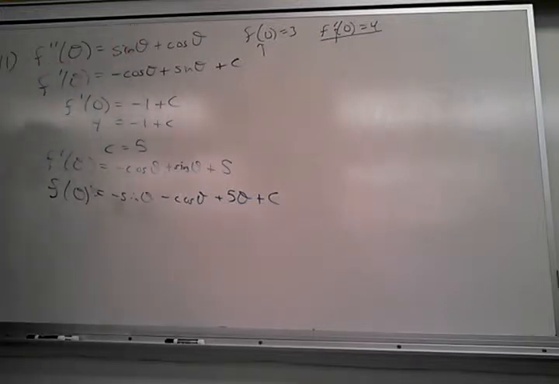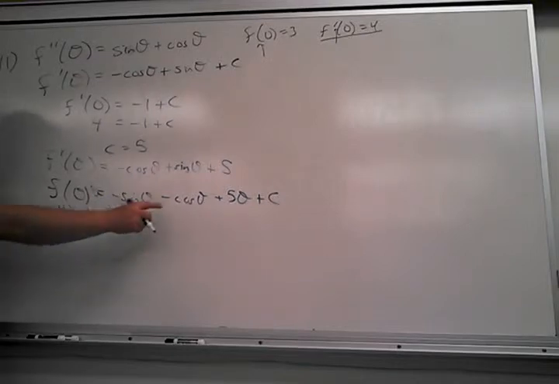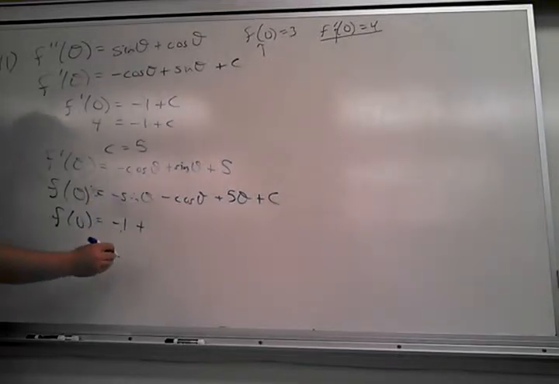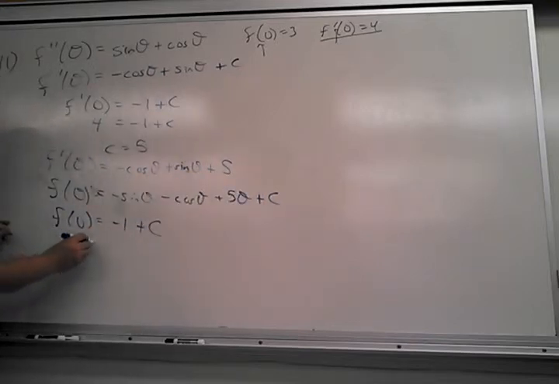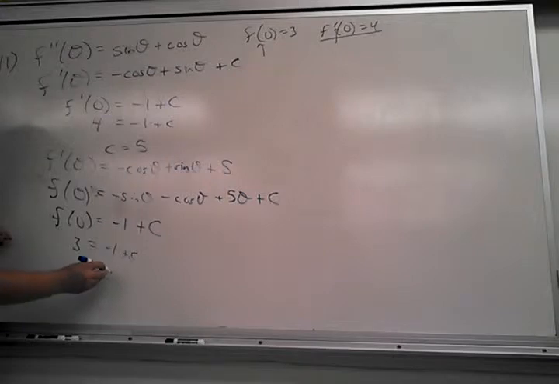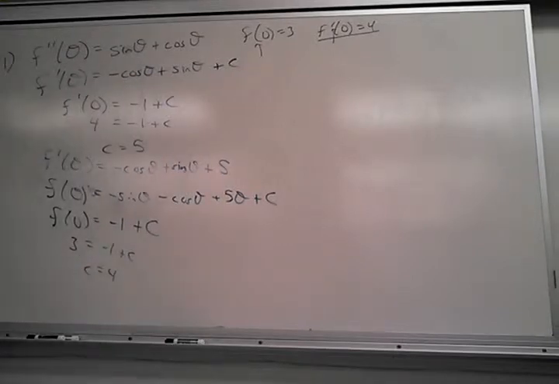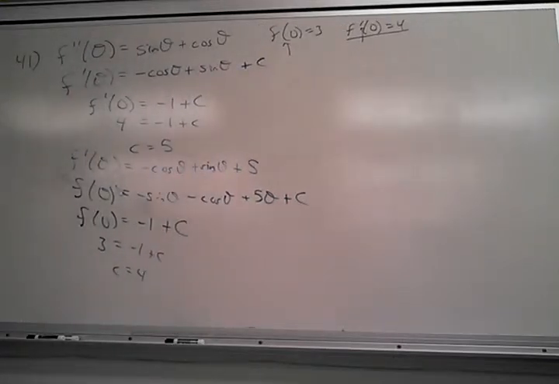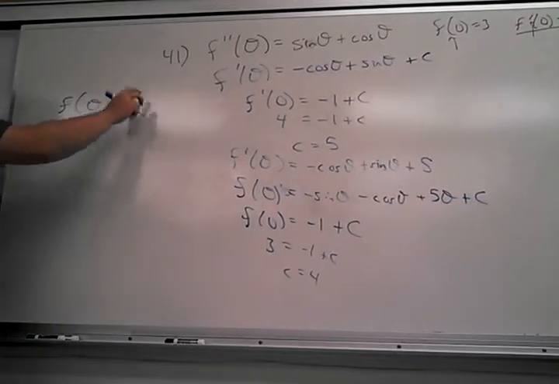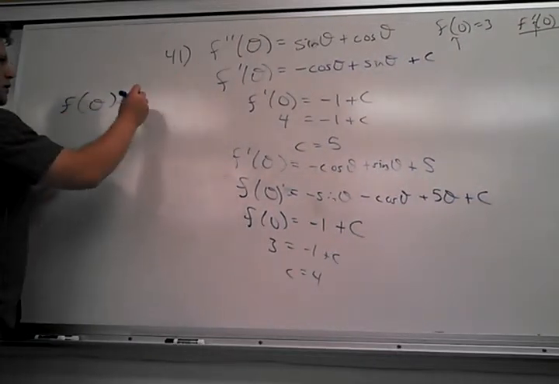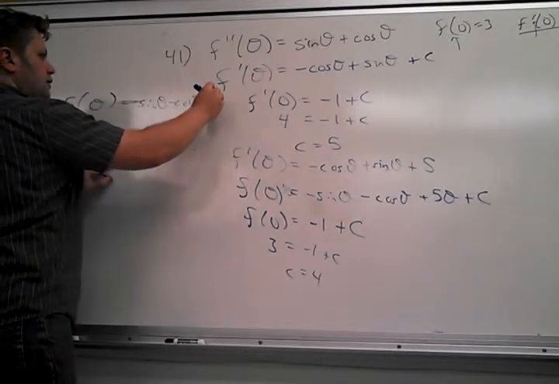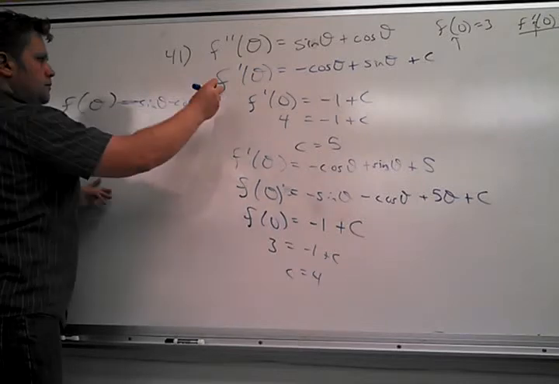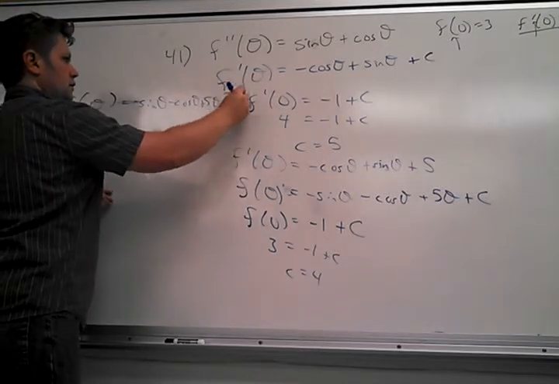F, and then what do I use? Yeah, f of 0 is 0. So negative 1 plus 0 plus c, and that of course is 3. So then c in this case is 4. I like it. So then f theta is negative sine minus cosine plus 5 theta plus 4. Yeah, thank you. I lost track of it.